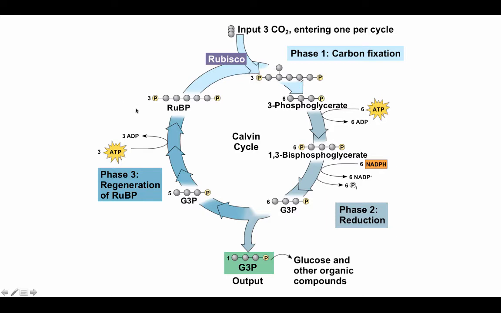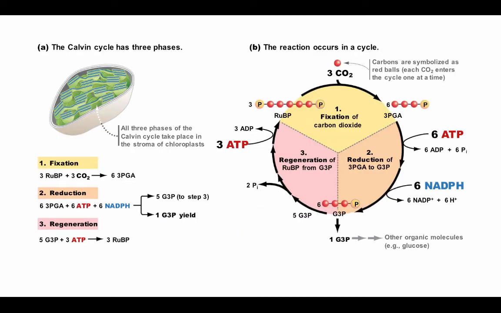So in summary, for every 3 turns of the cycle, we're going to be using 9 ATP and 6 NADPH, and all of that is going to be provided by the light-dependent reactions. Here's another little summary slide that might help you visualize this. So remember that the Calvin cycle, all three phases are going to be taking place in the stroma of the chloroplast. Remember, at the end of the light reactions, all the NADPH and all the ATP was being dumped right into the stroma.